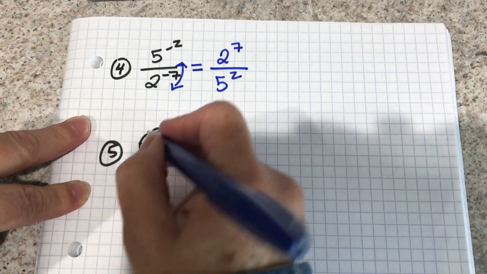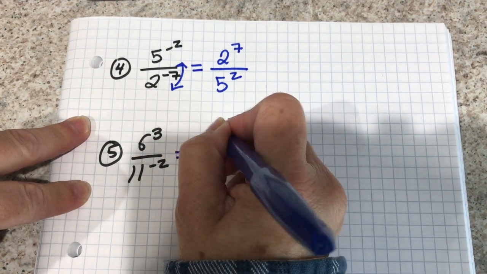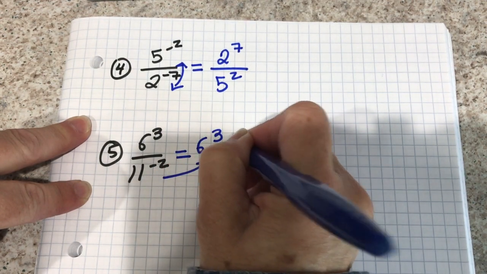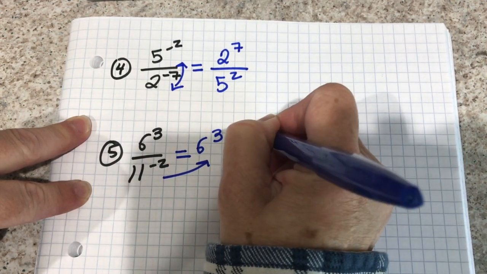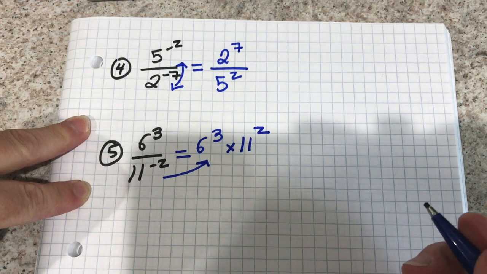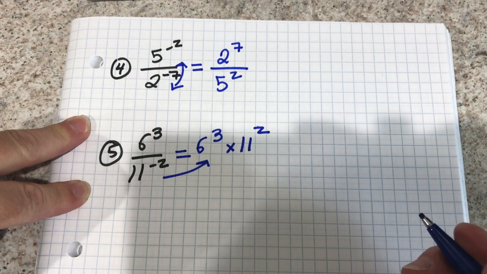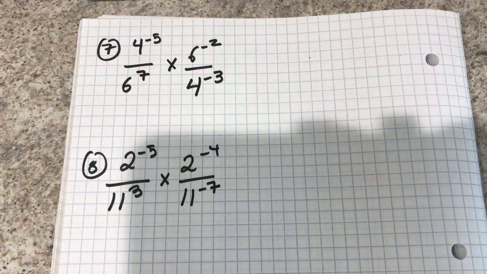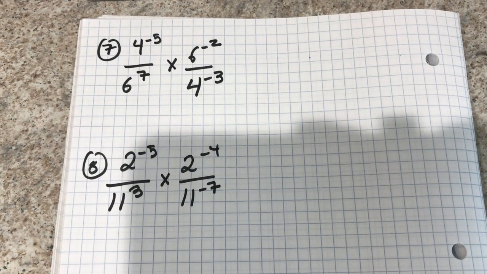For number 5, the 6 to the 3rd is already positive. We leave it on top, but we also need to move this 11 to the top, and the exponent becomes positive. And our answer is 6 to the 3rd power times 11 squared. And this is our final answer. For number 7, push pause, solve the problem, and then push play to check your work.